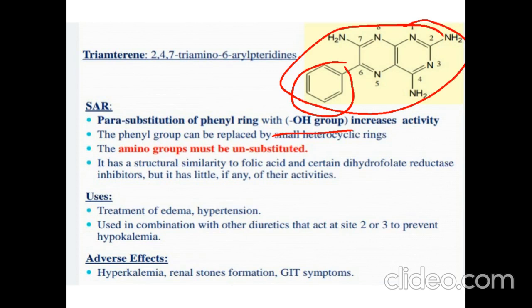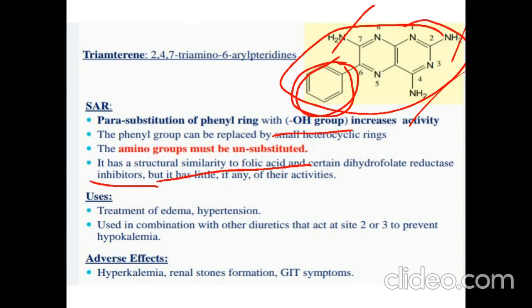And this phenyl group can be replaced by other small heterocyclic rings. Then again, there are three amino groups present. They must be present in the form of NH2. These groups cannot be substituted like NHCH3 or N(CH3)2. The next one: the structure is similar to pteridine. Pteridine is part of folic acid. So due to the structural similarity with folic acid, they also act as dihydrofolate reductase inhibitors, but they have very little activity as they have only a small part of folic acid.